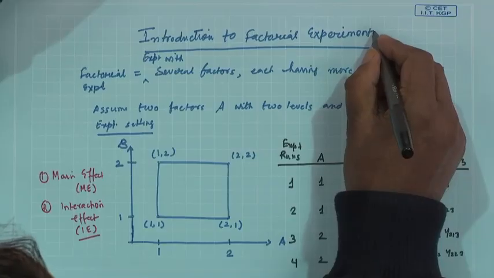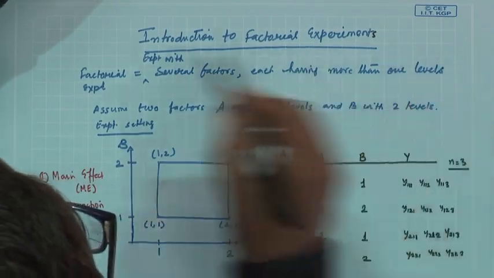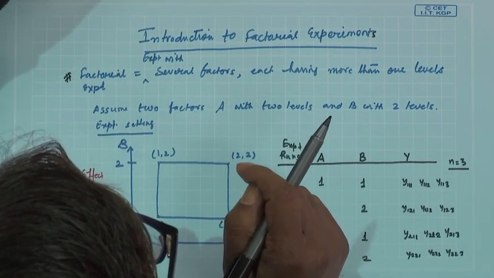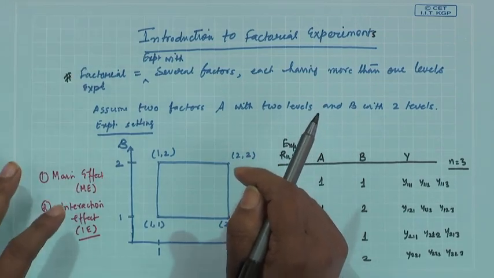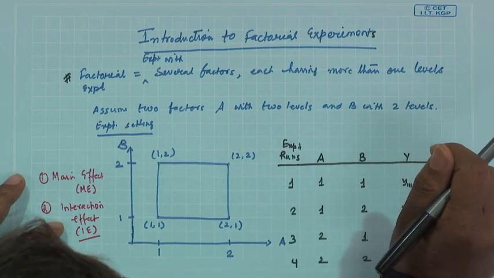Today we will discuss factorial experiments. The word factorial is used when you go for an experiment with several factors, each having more than one level.